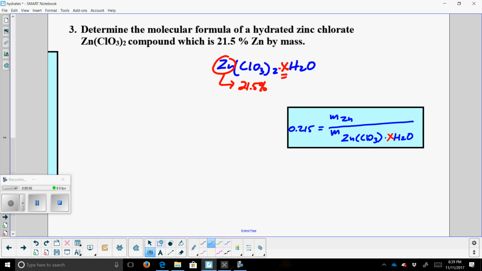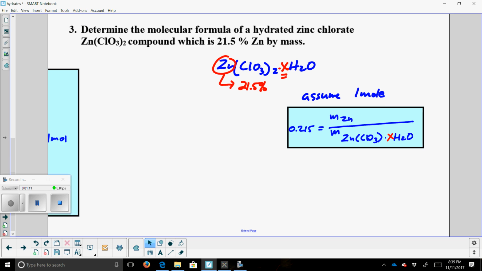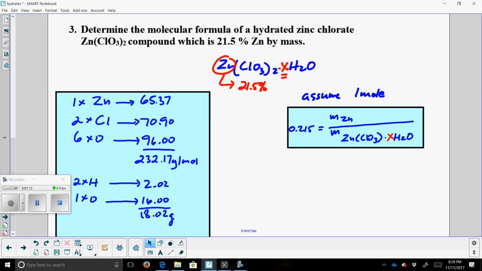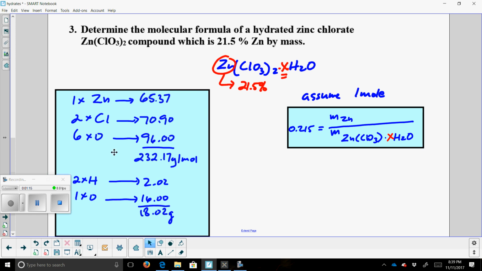And because we don't have a mass, we can make a little assumption. We can assume that we have 1 mole of this hydrate. Because if we have 1 mole of this hydrate, I can figure out the molar mass and actually have a mass value to put in here. So let's do that. What we know is this: the molar mass of the zinc chlorate over here is 232.17 grams. So what we can do is put some values in here. Again, we're assuming 1 mole.